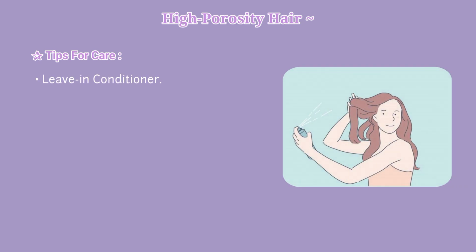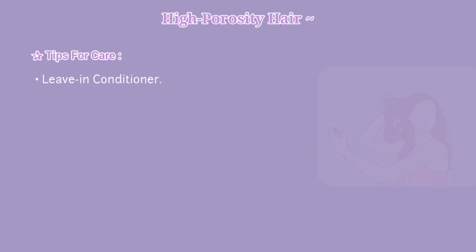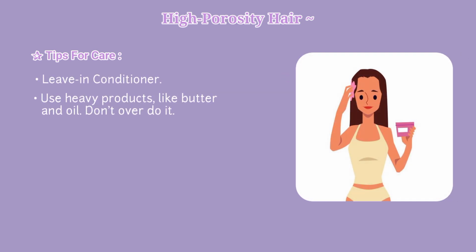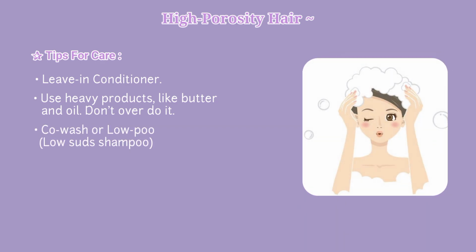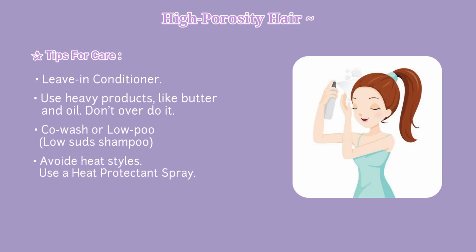Use a leave-in conditioner to help your hair retain moisture. Use heavier products, such as butter and oils, to trap moisture, but don't overdo it. Use a co-wash or low poo and clarify regularly. Avoid using heat styling tools, and if you do, make sure to use a heat protect spray to prevent damage. Weekly deep conditioner or protein treatment with heat.